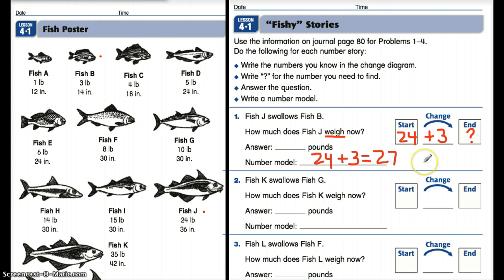There's no spot here for the unit, but the unit would be pounds. Okay, here's the question. How much does fish J weigh now? Answer blank pounds. So actually that answer and the unit are up above that number model. So there's our 27 and there's the unit pounds. Okay, now we have filled in everything that we need for question number 1. All right, I'm going to read over number 2, and then I want you to press pause and try to fill it in as much as you can all by yourself.